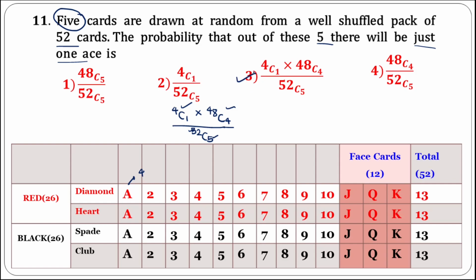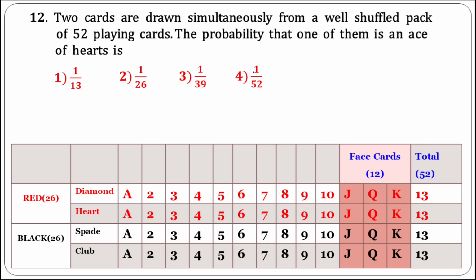Right, now let's see the 12th question. 2 cards are drawn simultaneously from a well shuffled pack of 52 playing cards. The probability that one of them is an ace of hearts. See, one of them is an ace of hearts. Means what? See, let's say I am drawing 2 cards. Now let's say this is ace of heart and let's say this is another card. Let's write it as other card.